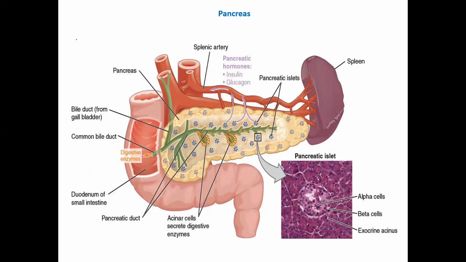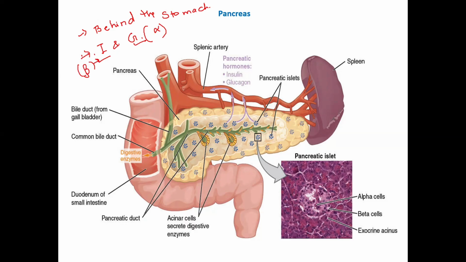Coming to the next gland, the pancreas. What is the location of the pancreas? It is behind the stomach. Which kind of hormone? Insulin plus glucagon. Right? Insulin and glucagon. Alpha cells make glucagon. Beta cells make insulin.